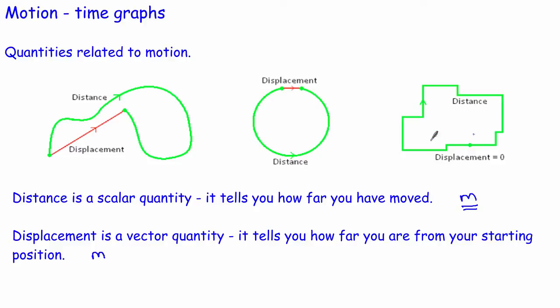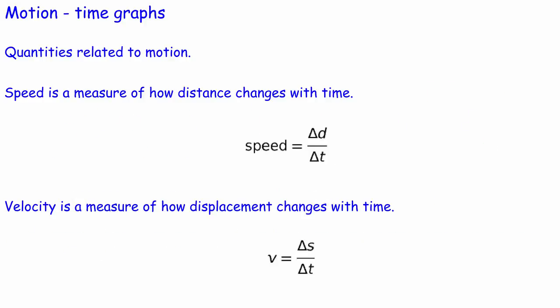Now we can then move on and we can calculate how fast we're going. Now again, this is something you met at GCSE. So speed is a measure of how distance changes. So distance, this thing, is a scalar. So we'll put a little s there. Because speed depends upon distance, then speed is a scalar as well. So therefore it doesn't have a direction. So speed is quite simply how fast you are going.